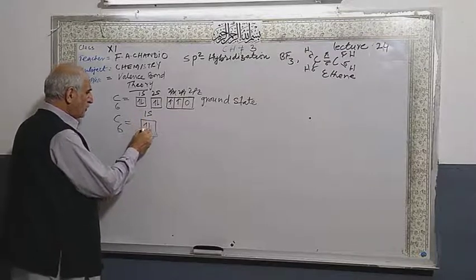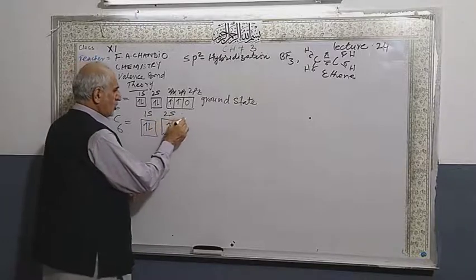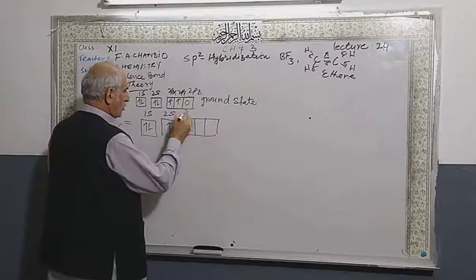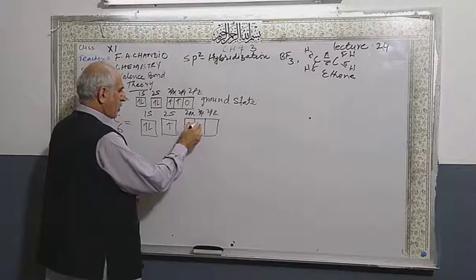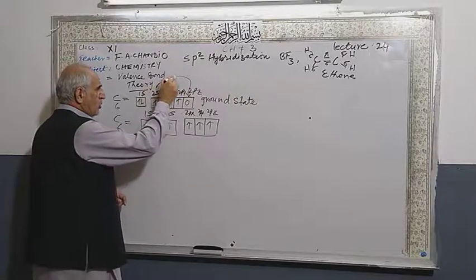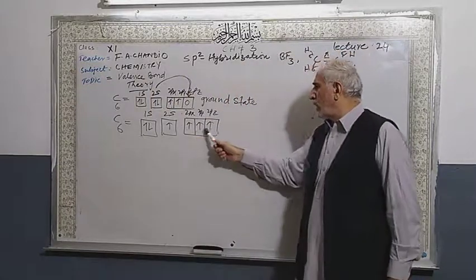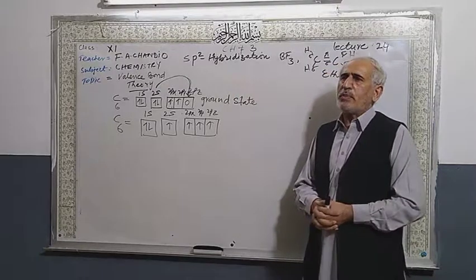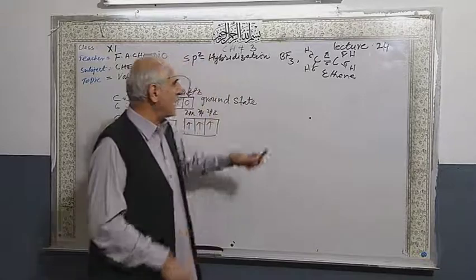You have to promote 1 electron from the 2s to the 2pz. Among 2px, 2py, 2pz, this electron is promoted to the 2pz. So you are seeing that now there are 4 unpaired electrons. So all these 4 participate in bonding, but there is one very important point we will discuss here.